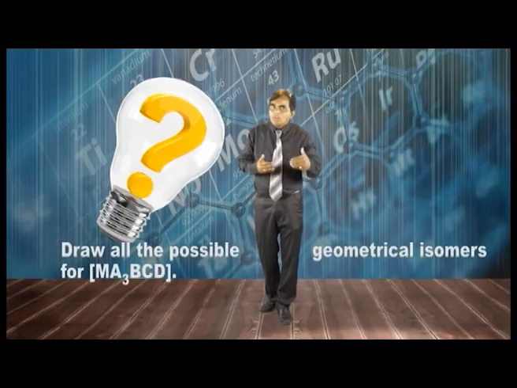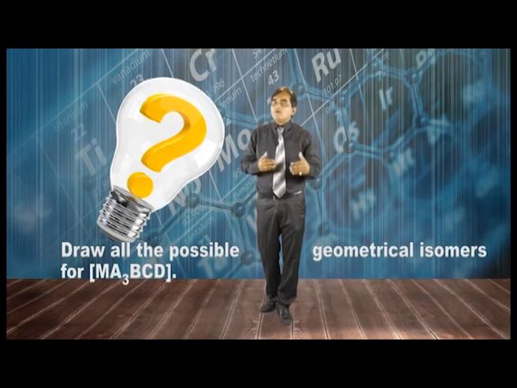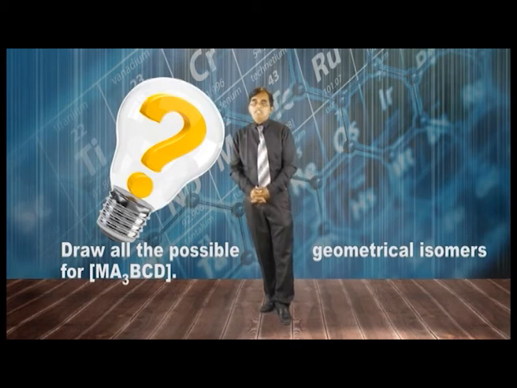Draw all the possible geometrical isomers for Ma3BCD. There are 6 possible geometrical isomers of Ma3BCD. I hope you can draw the 6 structures here. These structures can be generated by first making 2 geometrical isomers, meridional and facial with respect to A, and then structures related to those 2 structures can be framed.